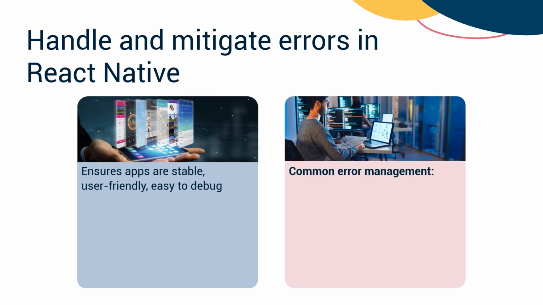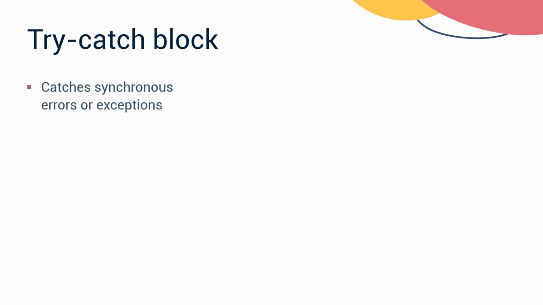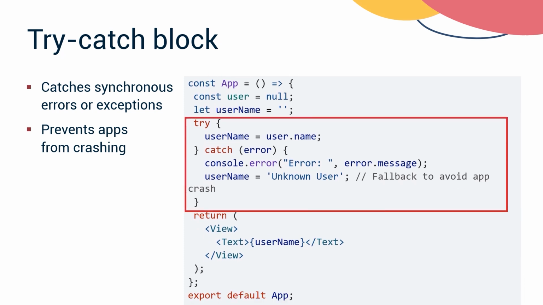Here are some common ways to manage errors: try-catch block, component error handling, handling API errors using promises and async or await, and console logging. Let's discuss each in detail. Try-catch block is useful for catching synchronous errors or exceptions in JavaScript, preventing the app from crashing. You can wrap potentially error-prone code in a try block and handle any errors in the catch block.